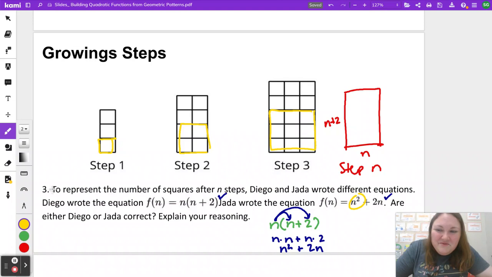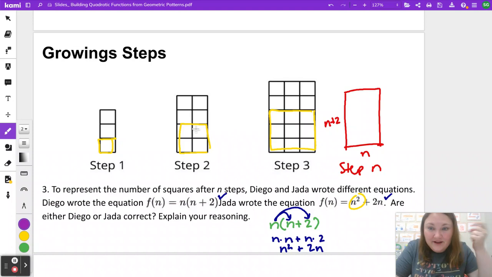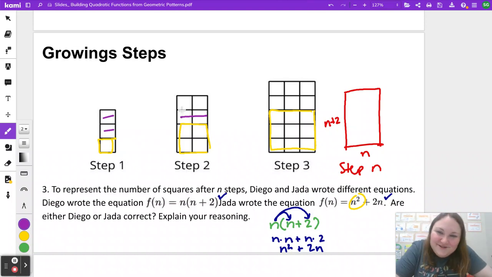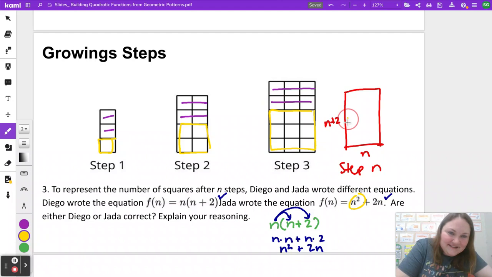Well, what is the 2n then? Well, for step 1, it would be 2 rows of 1. So here's 1, here's 1. So 2n is 1 and 1. 2n for step 2, it would be 2 rows of 2. So here's 2, here's 2. For step 3, it would be 2 rows of 3 because n is 3. Here's 1, here's 2.